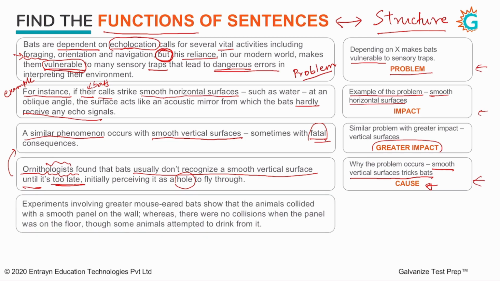Experiments involving greater mouse-eared bats show that the animals collided with a smooth panel on the wall, whereas there were no collisions when the panel was on the floor, though some animals attempted to drink from it. So this is very interesting, right? It says that there were no collisions when the smooth panel was on the floor, but when the panel was on the wall, in other words vertical surfaces, there were collisions. The animals collided with the wall, right?